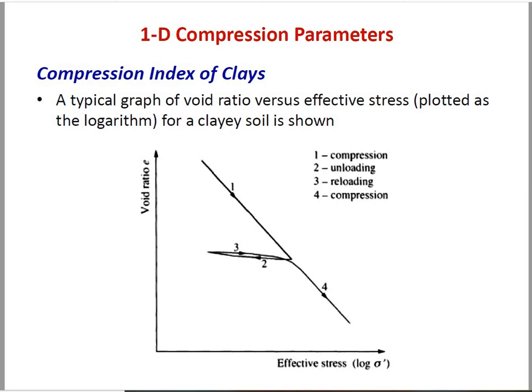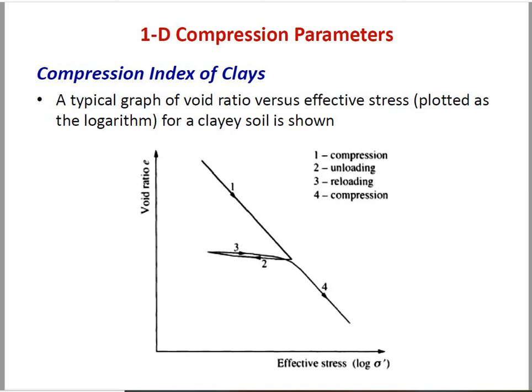So here a typical void ratio and effective stress curve is shown, and you know that the slope of the void ratio versus effective stress, or the void ratio versus log of effective stress, will give the compression index. So that is one deformation parameter.